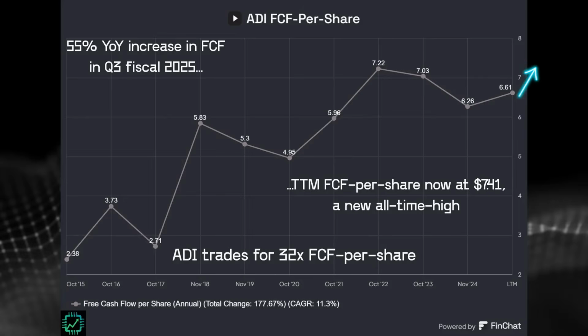All right, tell us about the free cash flow, though. This is a big one. Free cash flow is up 55% year over year from Q3 2025. Even in the midst of some of the downturn, ADI has been pretty solid in their free cash flow. And then their free cash flow on a per share basis now at $7.41, which is a new all-time high for ADI. Yeah. So the stock trades for about 32 times free cash flow at a new all-time high.